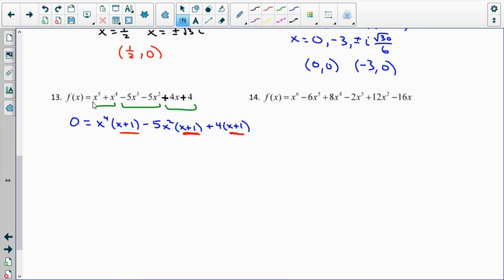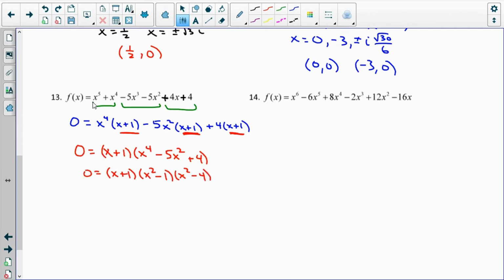And I'm sure once we start getting problems that don't leave us with the same thing every time, we're going to have to learn a new method. But as of right now, we're doing okay. So we have x plus 1 times x to the fourth minus 5x squared plus 4. And then I can factor this further into x squared minus 1 times x squared minus 4.